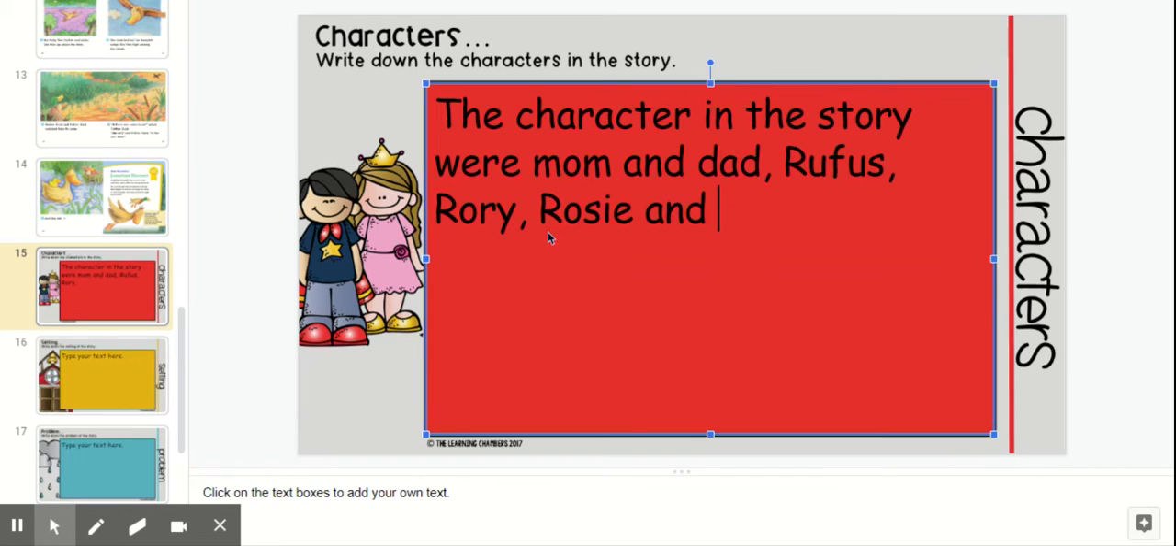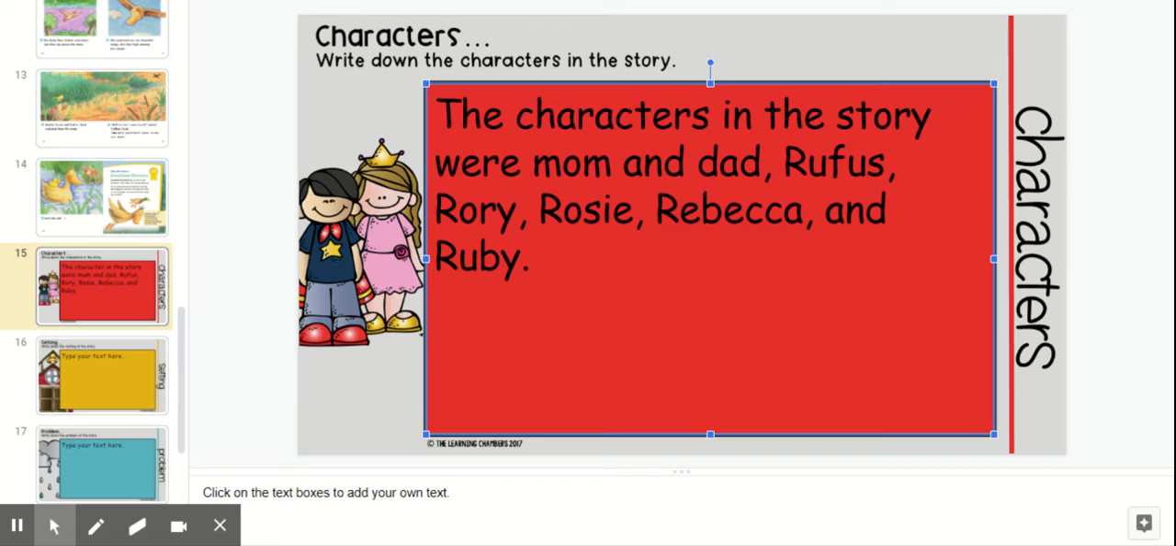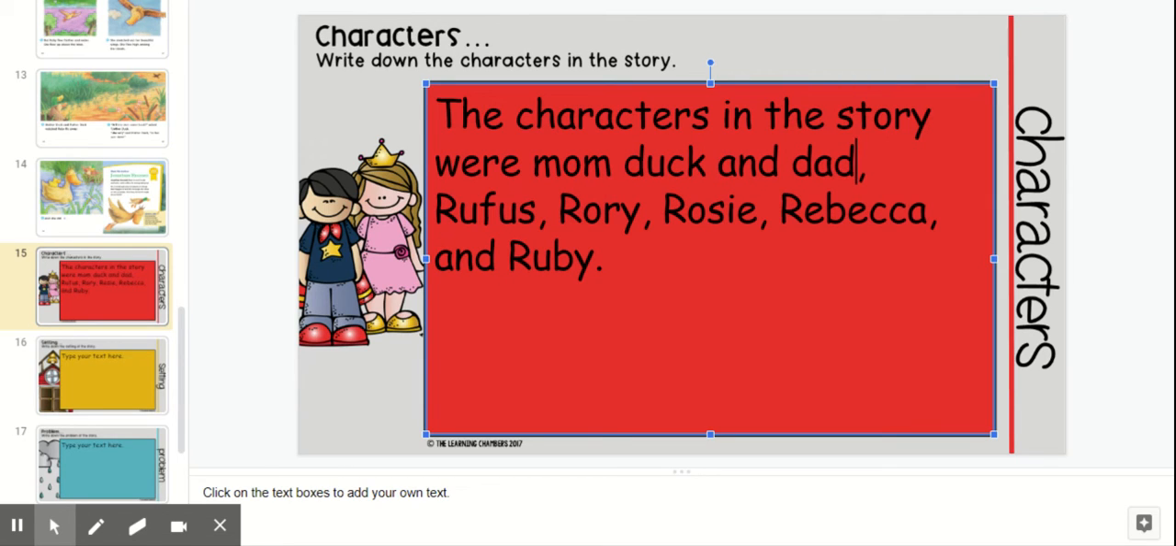Oh, I can't put and yet. I almost forgot Ruby, Rebecca, and now I can put Ruby. Okay. All right. So the characters. Oh, good thing I'm rereading. Look, I made a mistake. The characters in the story were. Let's put Mom Duck and Dad Duck. Rufus, Rory, Rosie, Rebecca, and Ruby. Okay, so those are the characters in the story.